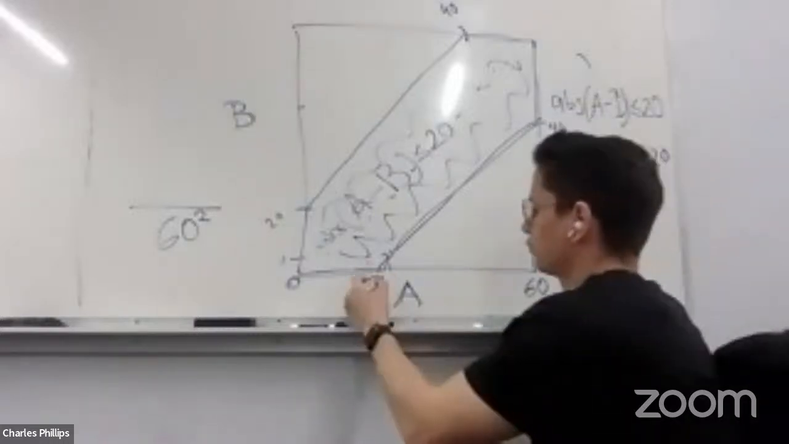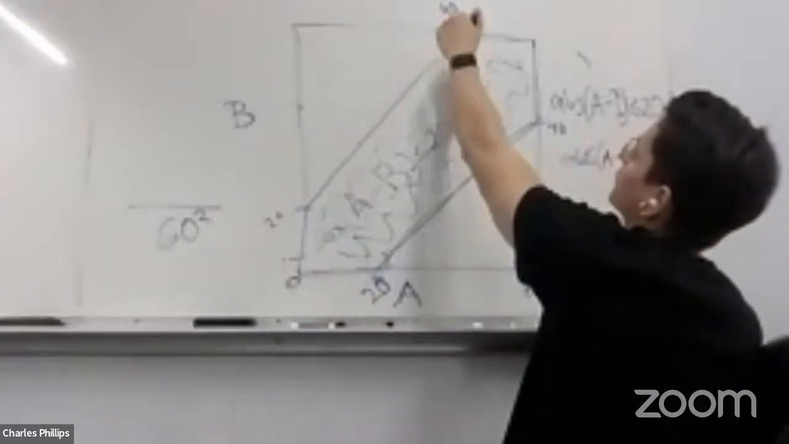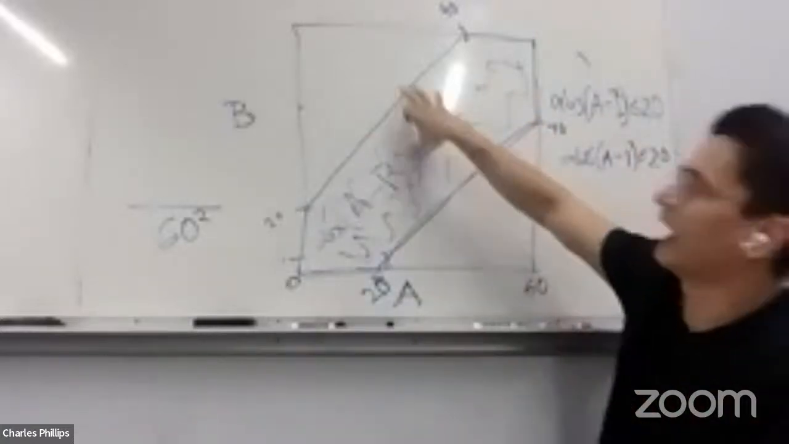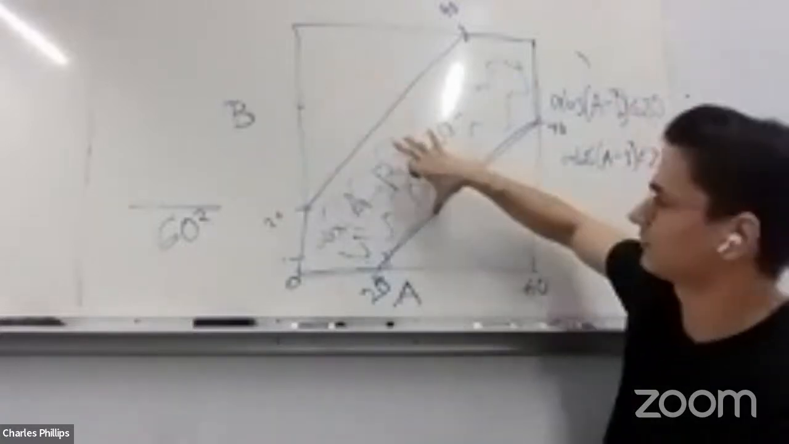Remember, this is point 20. Sorry if you can't see, but down here is 20, 20, and this point up here is a 40, and over here we have 40. So the area of this region is really the area of the whole thing minus the area of these two triangles, right? That's how we can isolate this area.